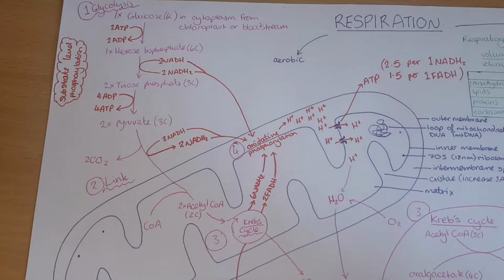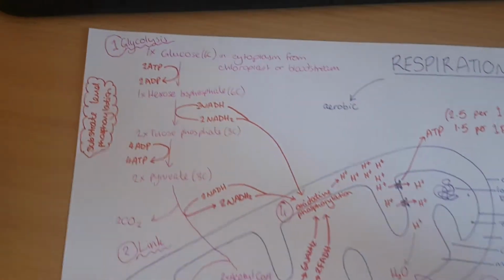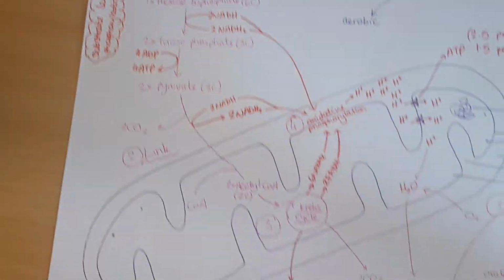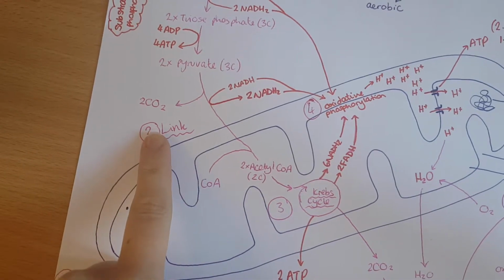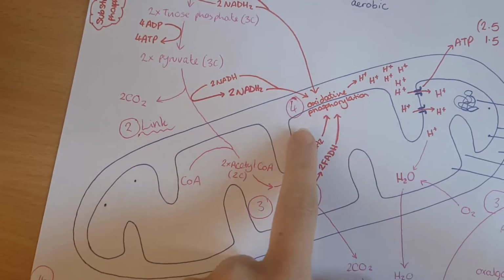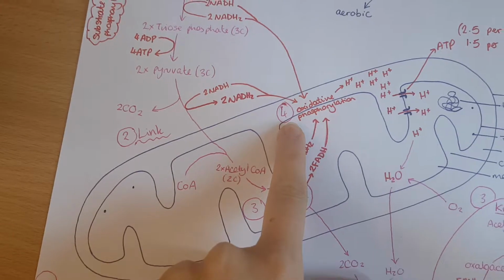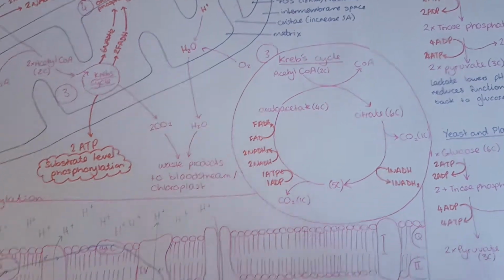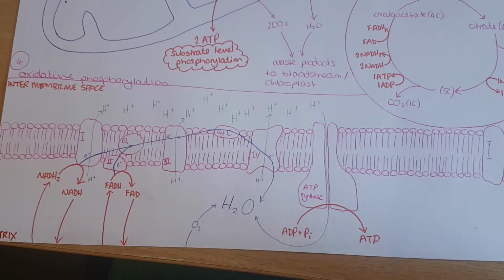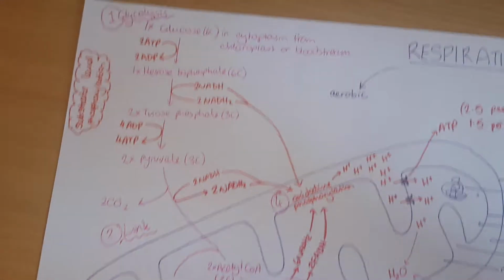Okay, so respiration's split up into a few steps: glycolysis, the link reaction, which is quite small, the Krebs cycle, and oxidative phosphorylation. I've gone into some extra detail over here about Krebs and oxidative phosphorylation, which we'll get to in a minute.